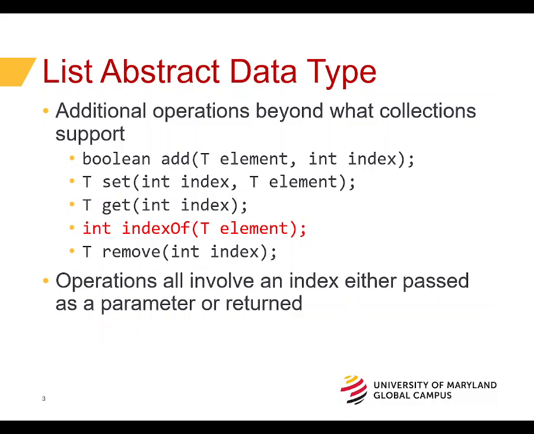a method that returns the position of the first occurrence of a value if it is in the list, which we have named indexOf, and finally a remove method that removes the element at a specific position. What is important to observe about each of these operations is that all of them involve an index, specifying a position in the list, either passed as a parameter or returned.